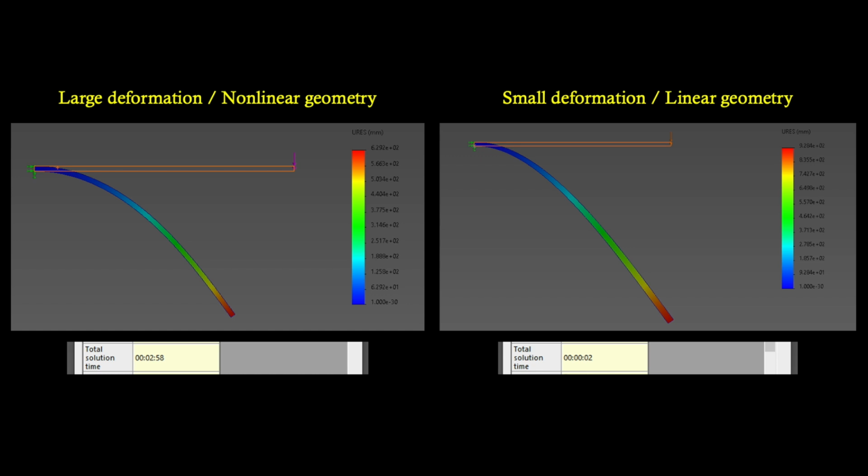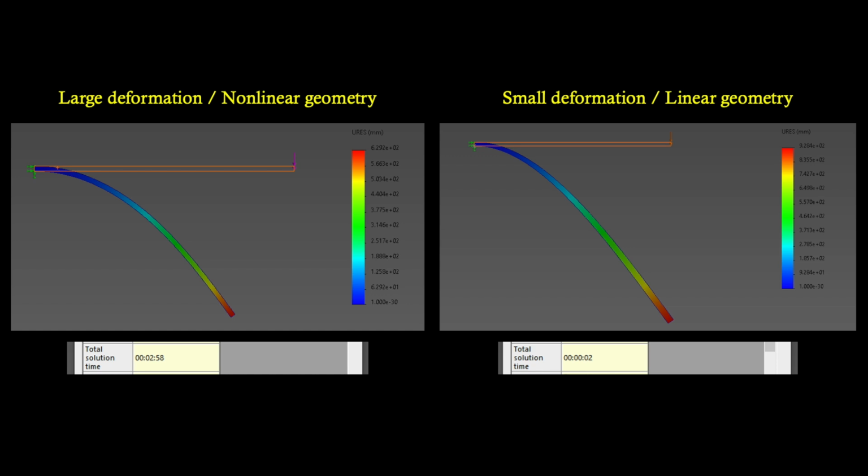This beam example makes the idea clear. Small displacement is fast, but when the deformation becomes large, the result can become unrealistic. As we can see on the right side, the beam bends down, but it also stretches too much. This happens because the solver is still using assumptions based on the original geometry.